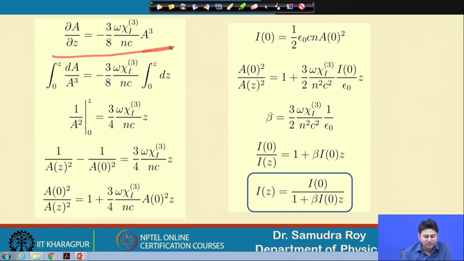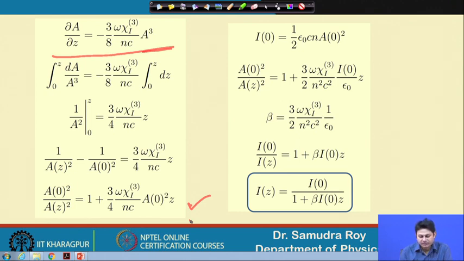by directly integrating. If you directly integrate this differential equation, it will be dA over A cubed, and on the right-hand side this is a constant, integrated from 0 to z. This integration gives you 1 by A squared with the limit 0 to z, then 3 by 4 omega, and the right-hand side is just multiplied by z. Do some simple algebra and you will have an expression like this: A0 squared divided by A z squared is equal to some quantity. So this is the evolution equation of the amplitude.